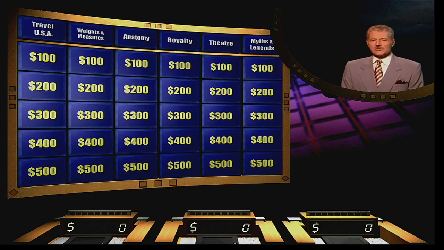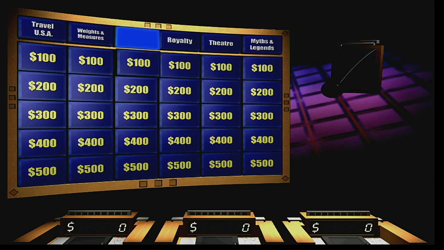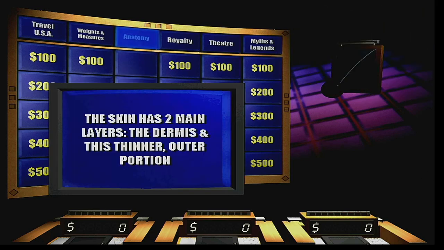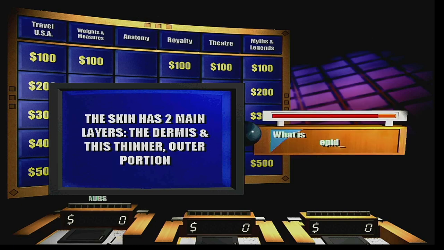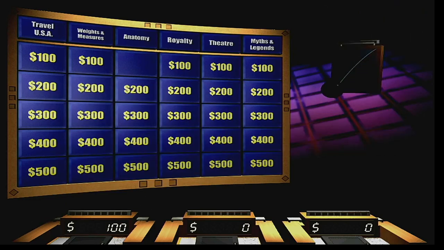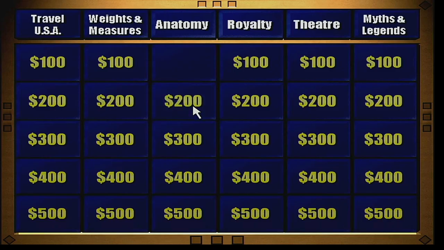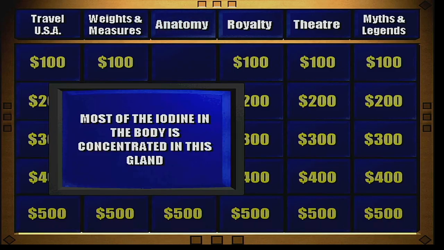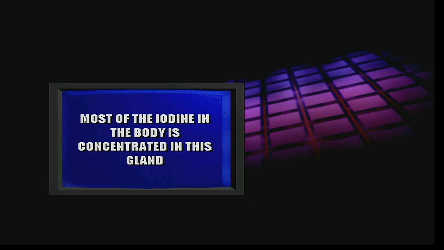Player one, you get us going. Some anatomy for 100, please. The skin has two main layers, the dermis and this thinner outer portion. Player one, What is the epidermis? That's it. Anatomy for 200. Most of the iodine in the body is concentrated in this gland. Player two, What is the thyroid gland?